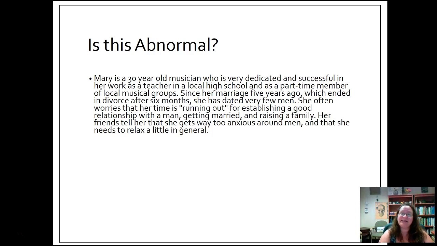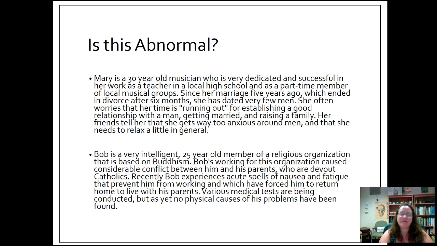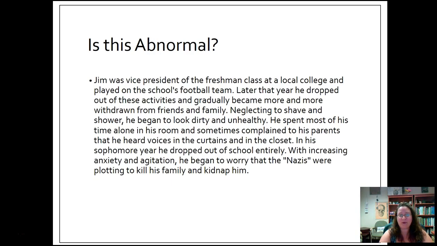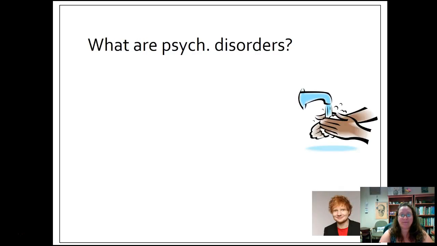Just to get us in the mindset of what is normal versus abnormal behavior, I have a couple scenarios here that you can read. We won't necessarily go through them in this lecture review, but you can go ahead and read through them and see what you think, and whether you'd say this behavior was normal or abnormal. We have 3 scenarios there. As you read through them, think about why you would say this is normal or abnormal.